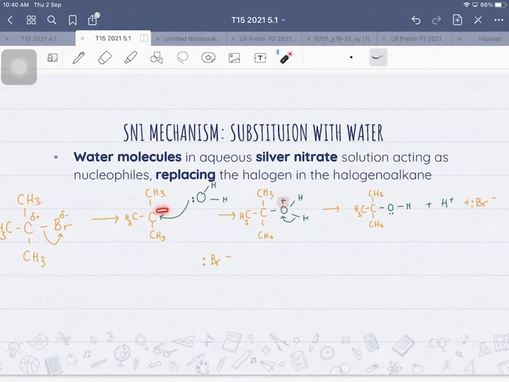I don't know why it's stuck. Is it okay? Okay, my screen just froze.